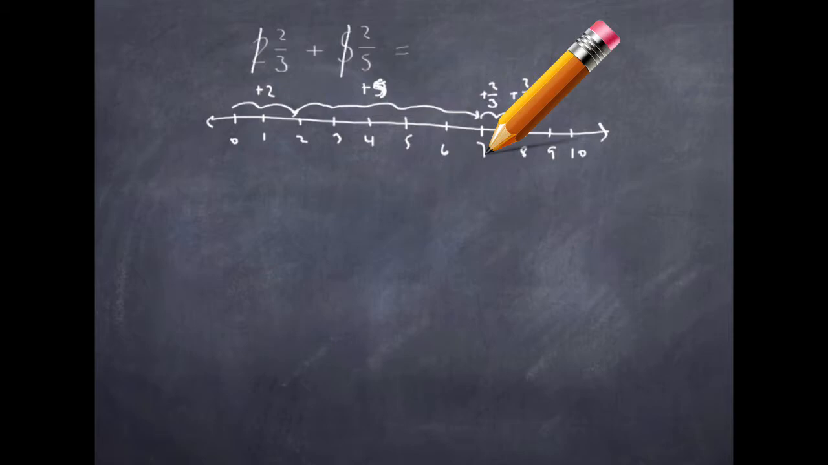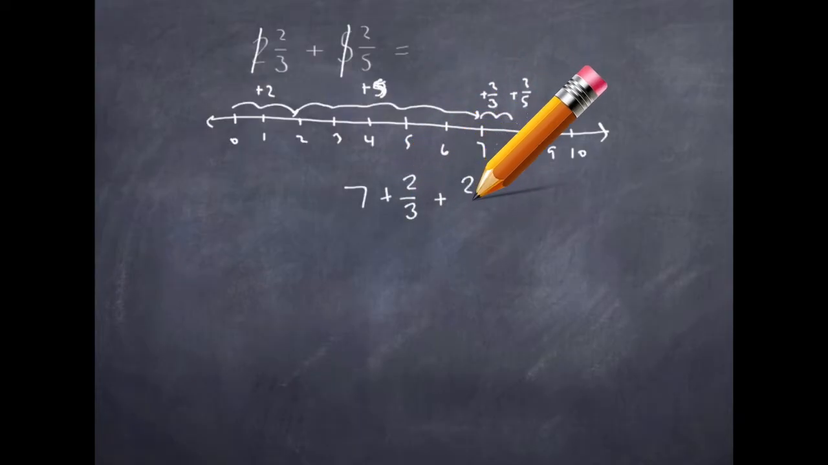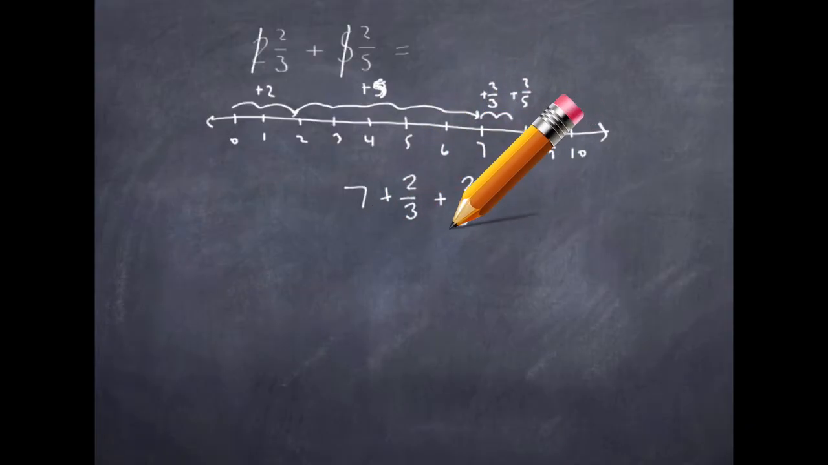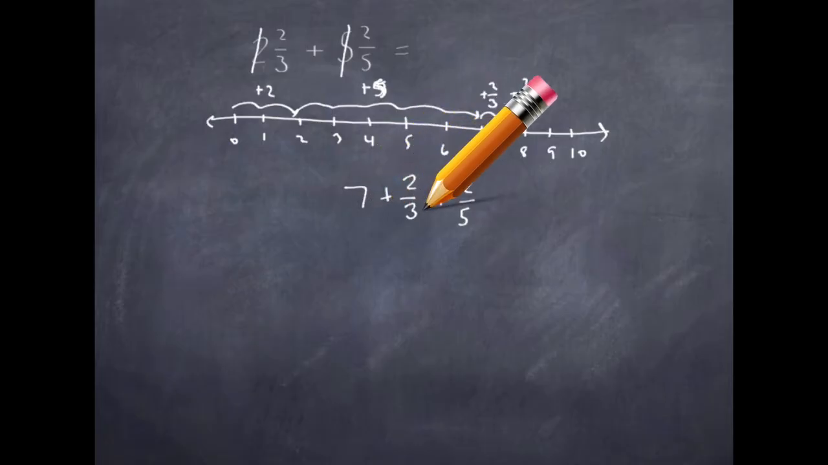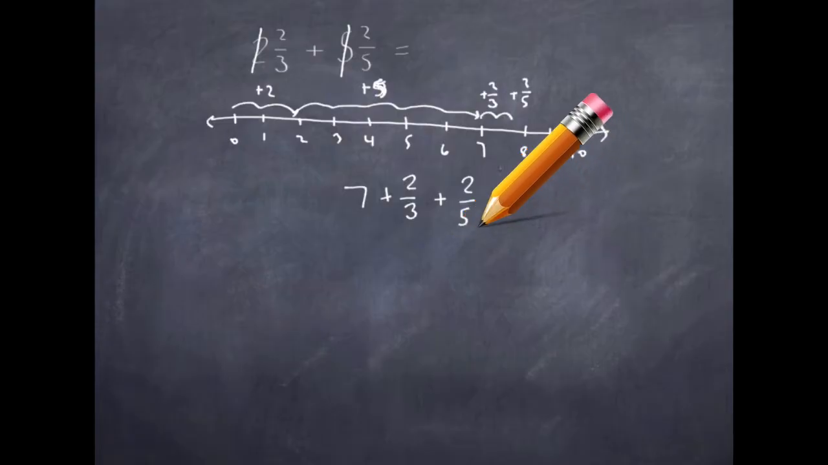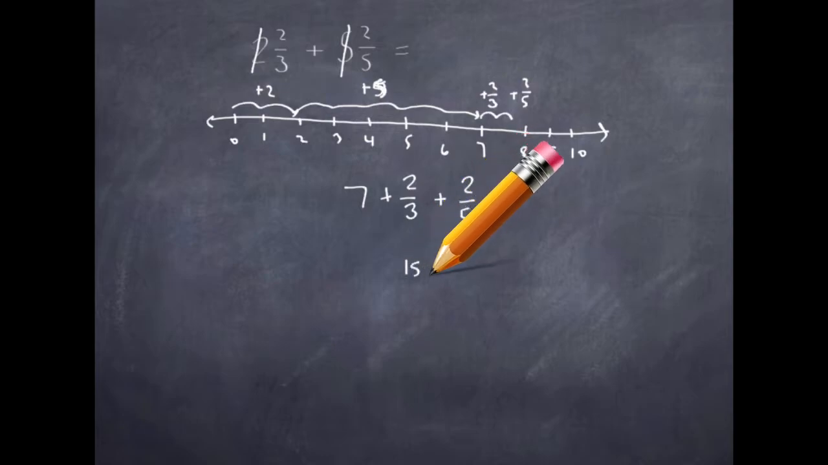All right, so let's find some common units. If I rethink this a little bit, I have 7 plus 2/3 plus 2/5. So I really have to add up these two fractions here and then add them to my 7, and I should be good to go. So let's think of some common multiples of 3 and 5. If I count by 3s, I have 3, 6, 9, 12, 15. And if I count by 5s, I'll get 5, 10, 15. So I think my common multiple, my common denominator, is going to be 15.